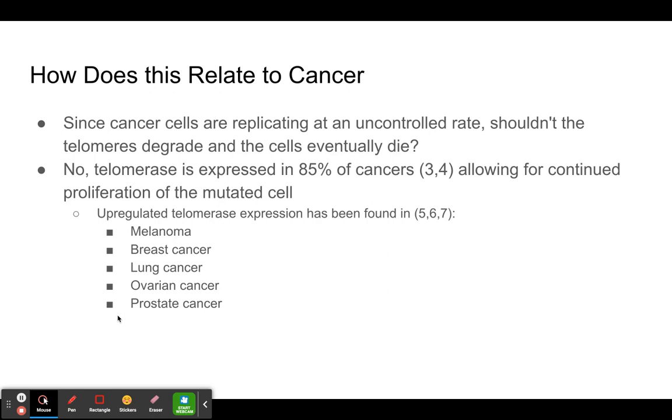So how does this relate to cancer? We would expect cancer cells to die relatively quickly because of telomere shortening, because mutated cells are repeatedly dividing so fast, but that's actually not what happens. It's actually been found that in 85% of cancers, telomerase is highly expressed. This telomerase expression keeps the cell dividing and replicating nearly indefinitely.